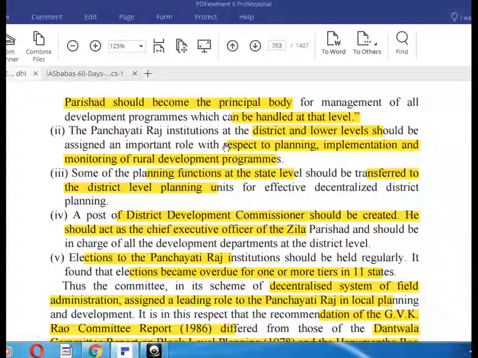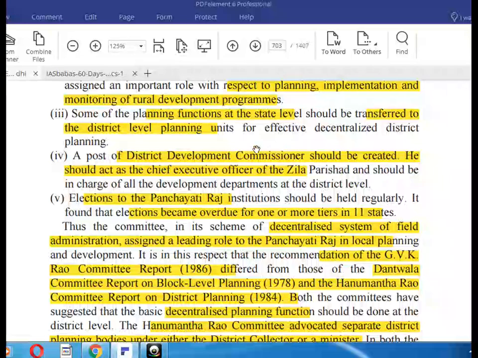The Panchayati Raj institutions at the district and lower levels should be assigned an important role with respect to planning, implementation and monitoring of rural development programs. Some of the planning functions at the state level should be transferred to the district level planning. A post of district development commissioner should be created. He should act as the chief executive officer of the Jila Parishad.